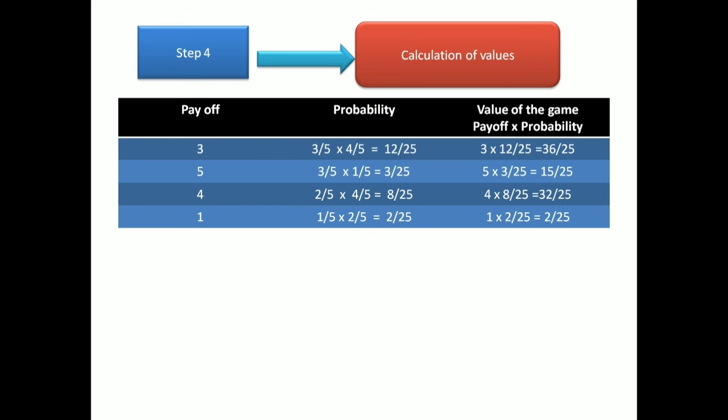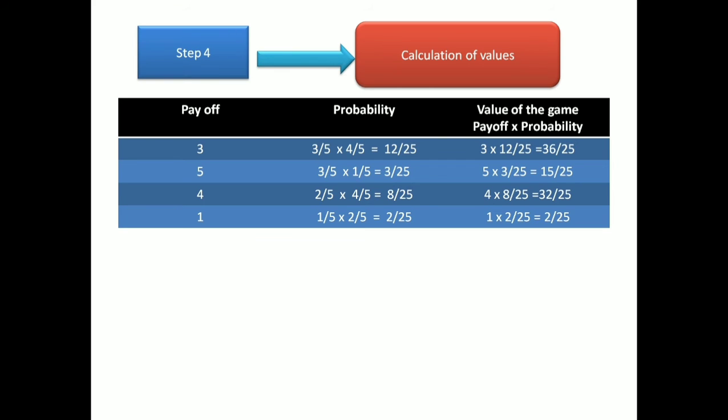Then find out the respective probabilities. For example, 3 is the payoff value. Looking at the previous matrix, you can see 3 by 5 and 2 by 5 are the probability values. Then you multiply 3 by 5 into 4 by 5, that is 12 by 25. Then you multiply that value with the payoff, that is 3 into 12 by 25 is equal to 36 by 25.